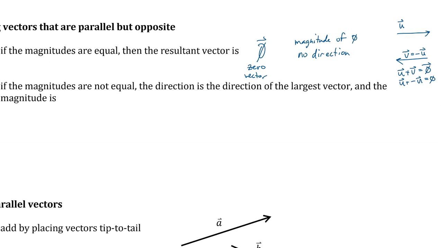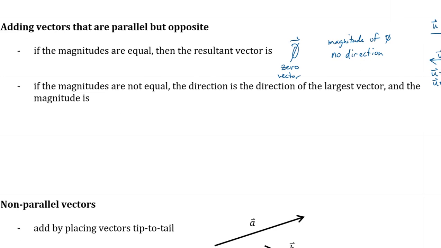If the magnitudes are not equal, then like I said, the direction of the resultant vector will be the direction of the largest vector. So same thing as 5 plus -7. The result is going to be negative because -7 is bigger than 7. The magnitude of 7 is bigger than 5. Okay. But in terms of vectors, we would write it like this.